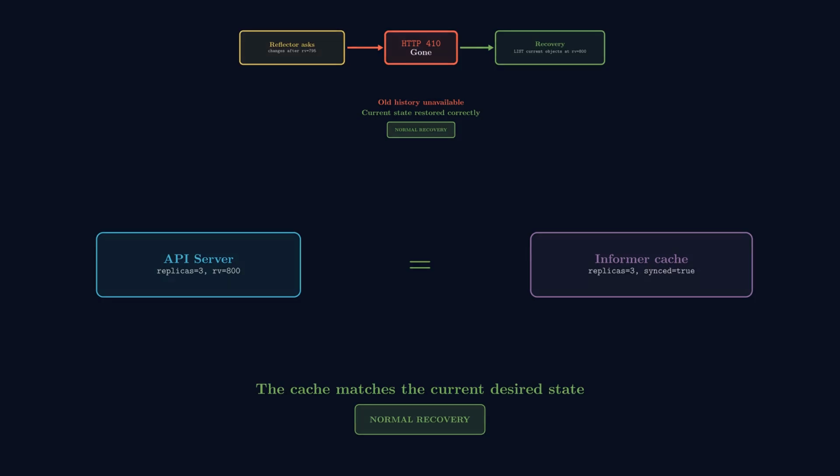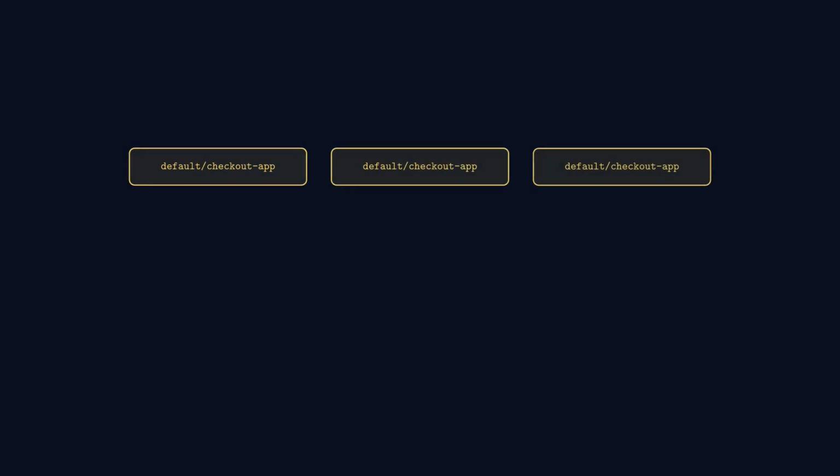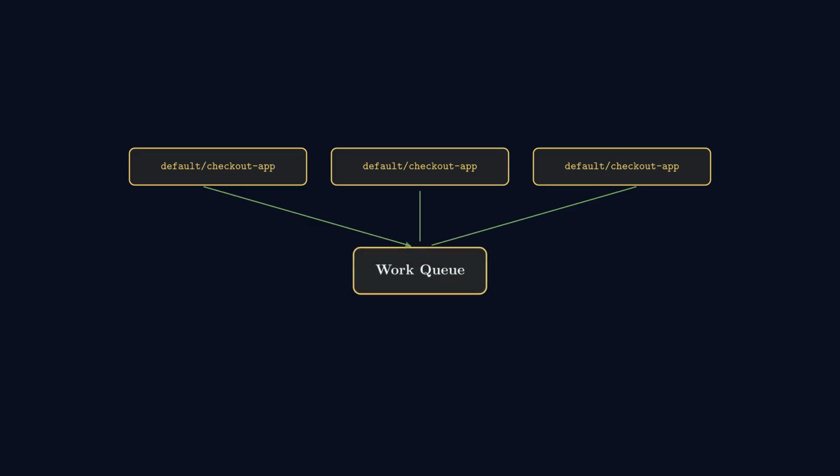The same Checkout app key may reach the work queue more than once. This can happen after a retry, another change, or when the controller recovers. But the key only means check Checkout app again. It does not mean create another pod. So receiving the same key again is normal. The controller still needs to look at the latest state before deciding what to do.